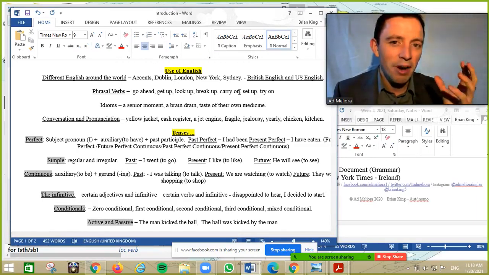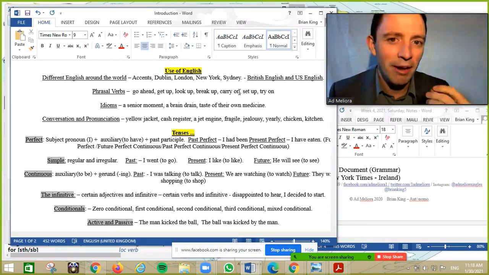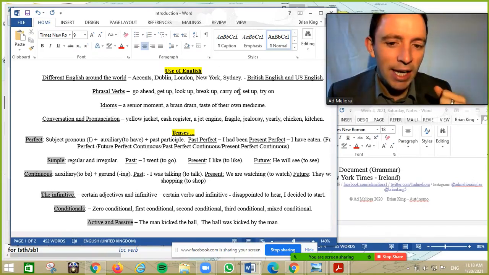So it's a very difficult area. Some of you have experience with phrasal verbs, other people have no idea of phrasal verbs. So in the class I will try to explain little by little some examples of the phrasal verbs.